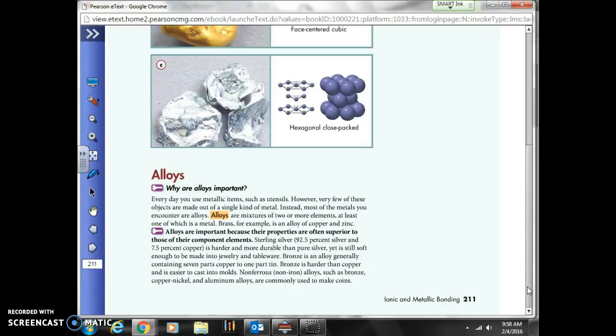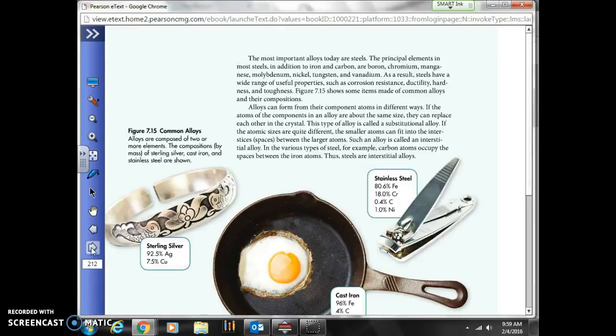The reason alloys are important is because their properties are often superior, meaning better or stronger, than their component elements. What does that mean? Their properties are better or stronger or superior to their component elements, Elizabeth? Like when two or more metals are put together, they're stronger. Yes, when they're put together and combined, they're stronger than just the ones that are separate. So that's why alloys are important.